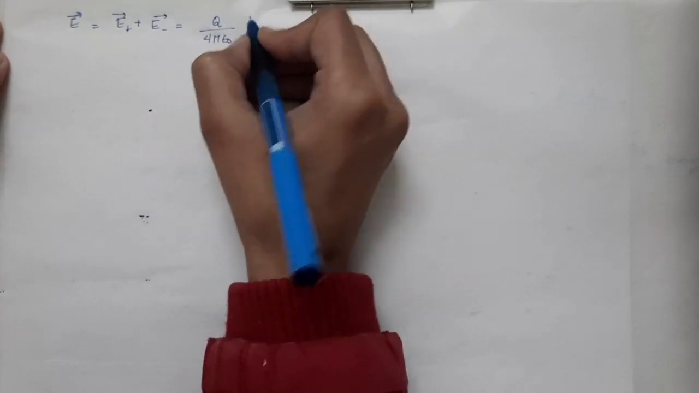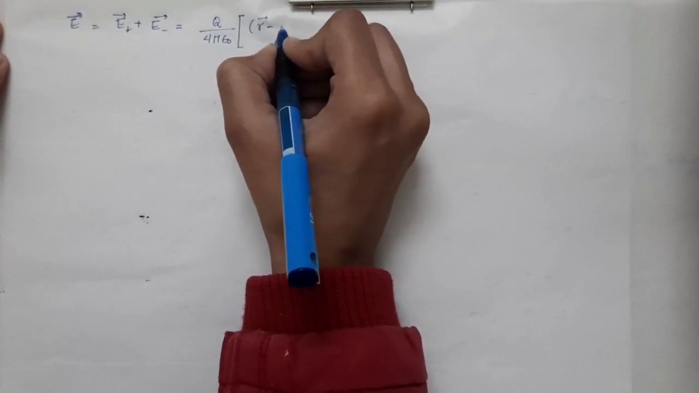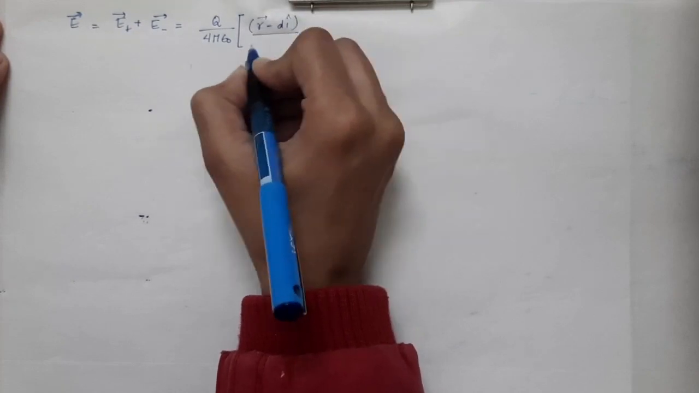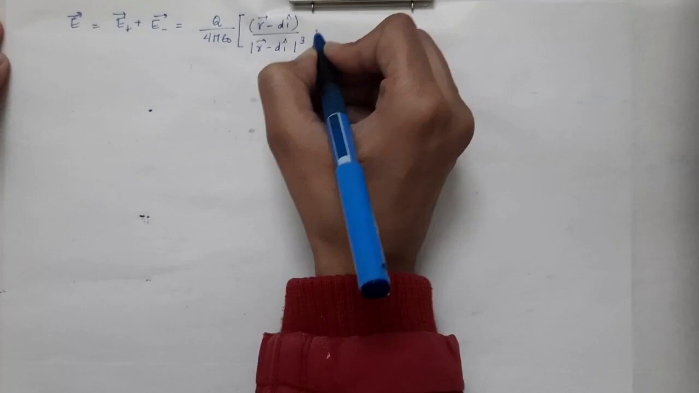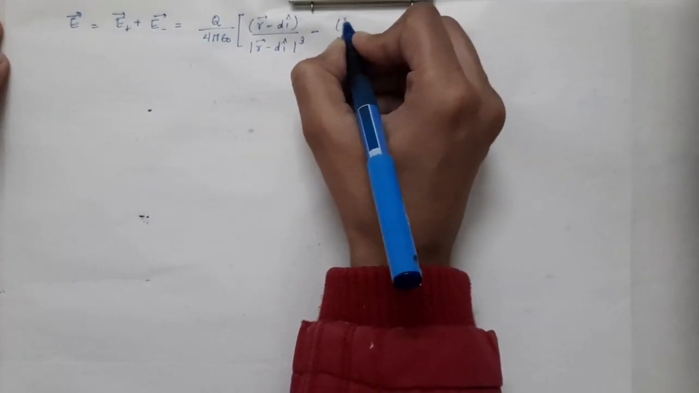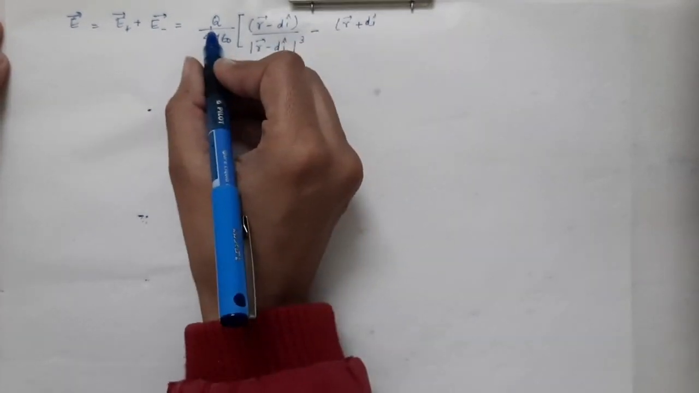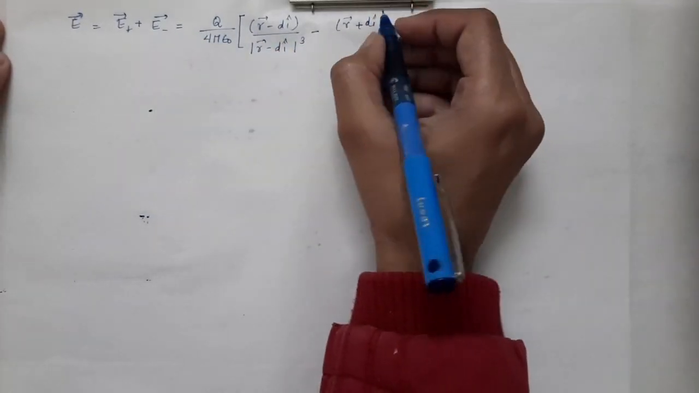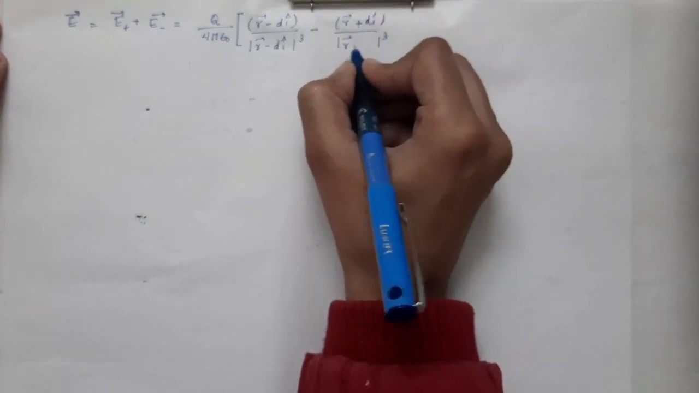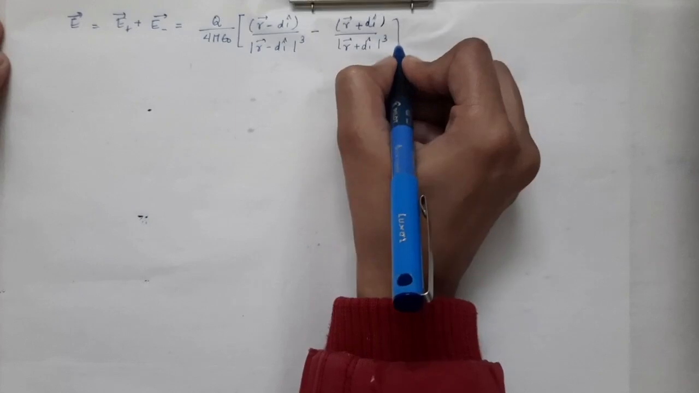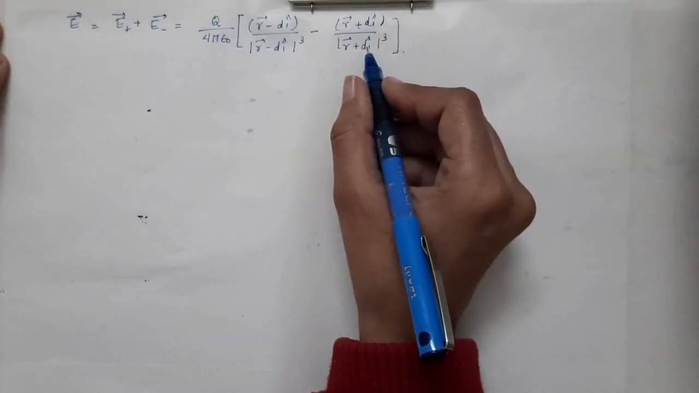also common in both the terms, and inside the bracket you will get r vector minus d i cap divided by the cube of the magnitude of r vector minus d i cap, minus r vector plus d i cap. Now this minus sign comes from the minus q, which was in the second term, divided by the cube of the magnitude of r vector plus d i cap. So now we are going to solve the term which is in the brackets.